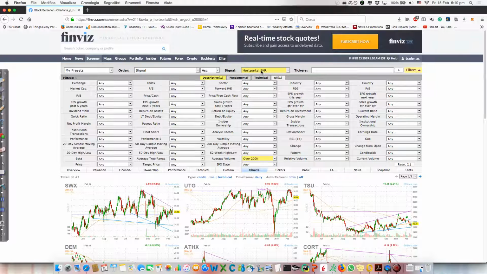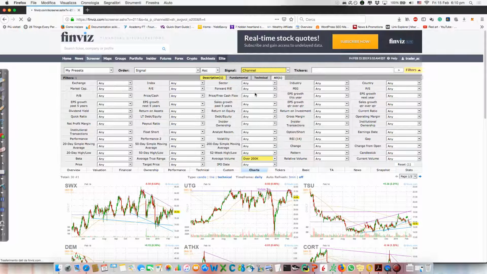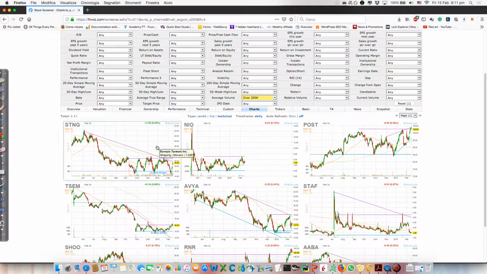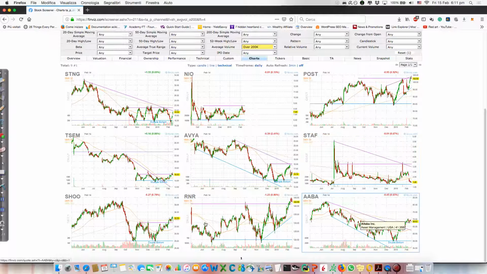We have another one in Finviz that is called channel, and you can find it here. So when we click on channel, we get another set of results. And more or less the idea is similar. Channel is when you have support and resistance and the price is bouncing within these two levels. So for example, here again, we may be close to a resistance. And some of them you see that the price is already breaking the resistance or breaking down the support. So they may be good opportunities for breakout.